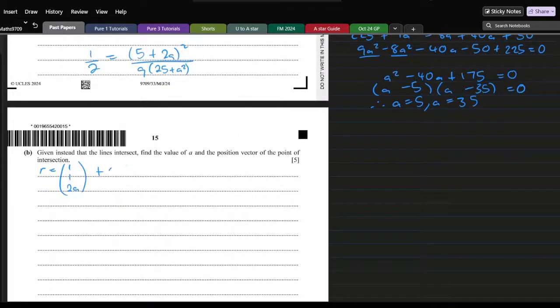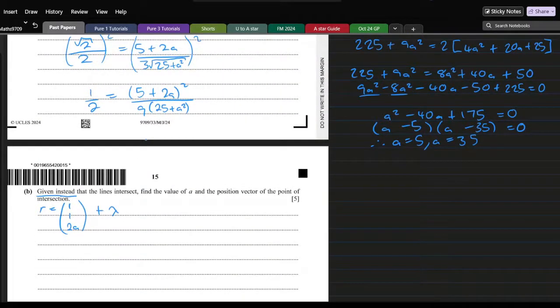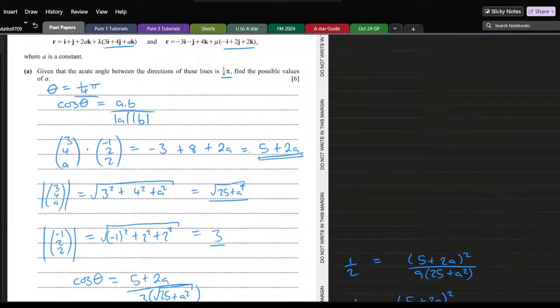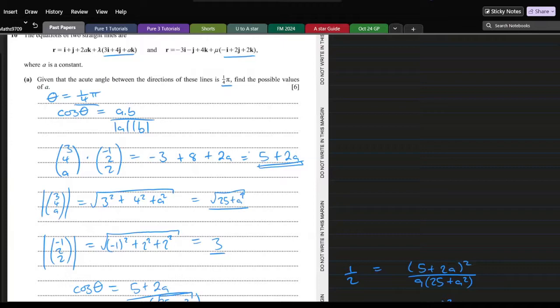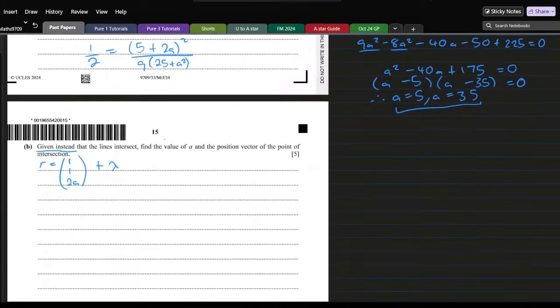And another thing to note, they said given instead that, that means that the solutions from part A, a is 5 and a is 35, do not apply because the scenario has changed. So don't assume that a is 5 or a is 35. Alright, so this is lambda times (3, 4, a). That's our first equation.